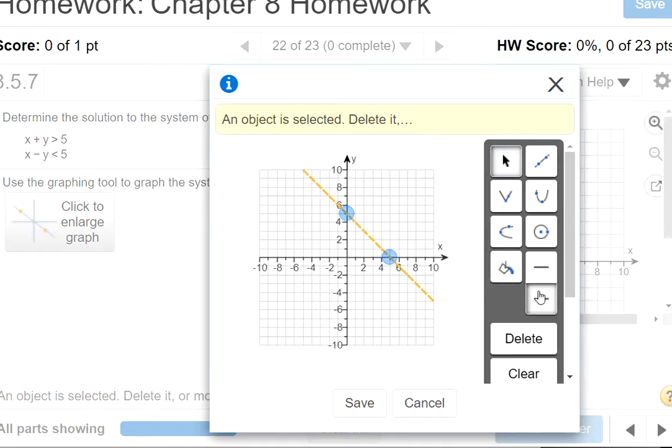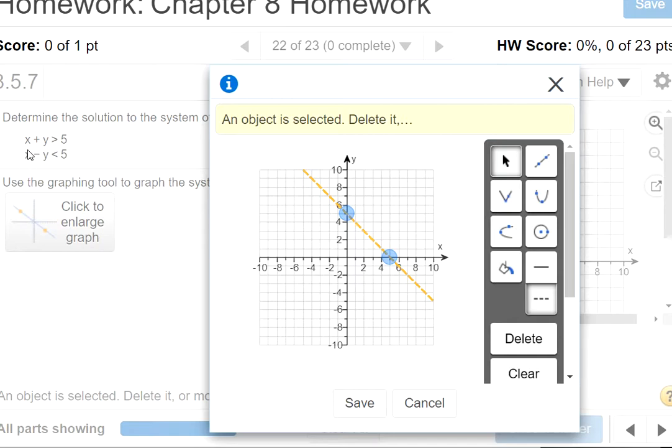I'm going to make that a dotted line, because it doesn't have the line underneath it. If it was greater than or equal to, with that line underneath, then we make it a solid line. But since it's just greater than, it's got to be a dotted line. Let's do the same thing for the other ones.